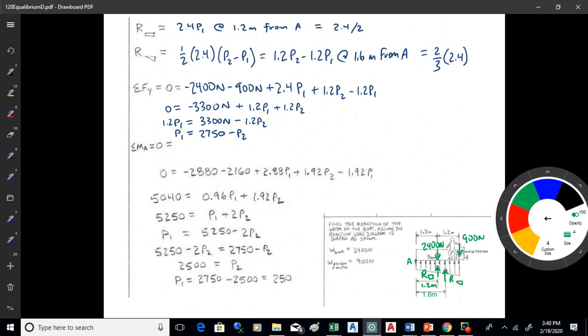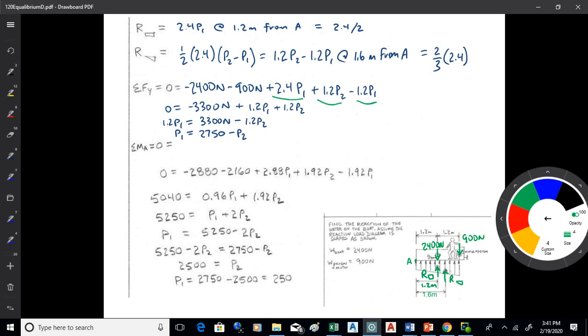So for sum of Fy, I got the two forces down, the 2400 and the 900 down, so they're negatives. And then I've got the two water reaction forces up. So that's 2.4 P1 plus 1.2 P2 minus 1.2 P1. So I'm getting the sum of forces is 0. It's negative 2400 minus 900 plus 2.4 P1 plus 1.2 P2 minus 1.2 P1.